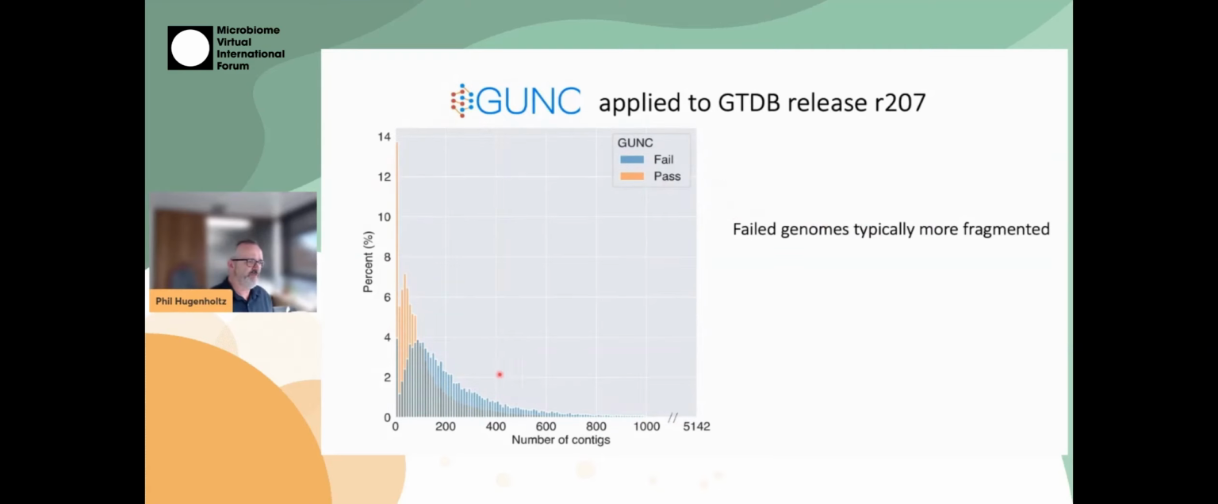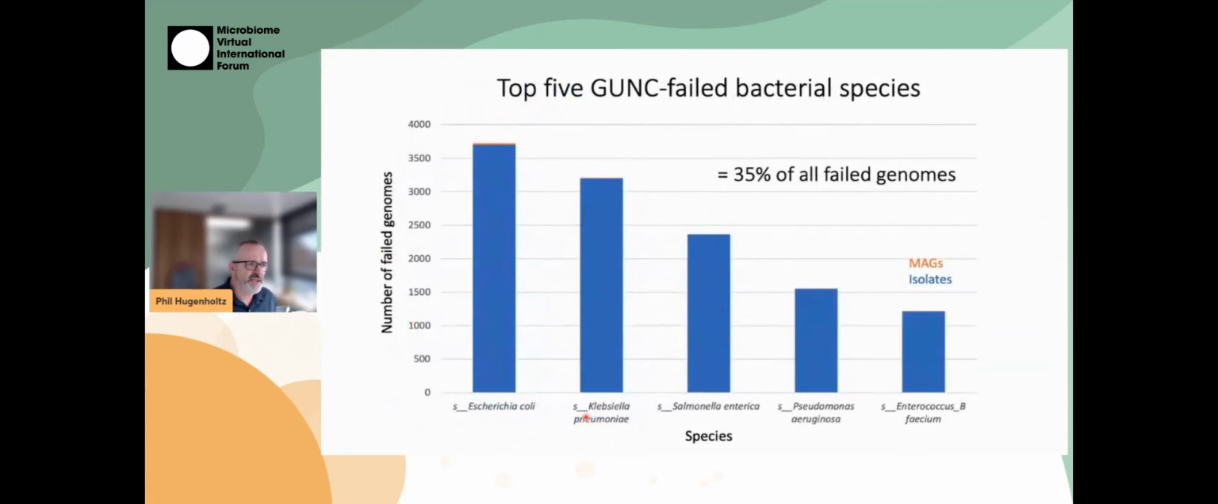For instance, failed genomes in general are typically more fragmented. That would make sense because they're lower quality drafts, more chance of contamination from one side or the other. One thing that I didn't fully appreciate from the initial paper, which came out through our analysis, is that of those 36,000 genomes, a large number of those failures are actually concentrated in really well-represented species.